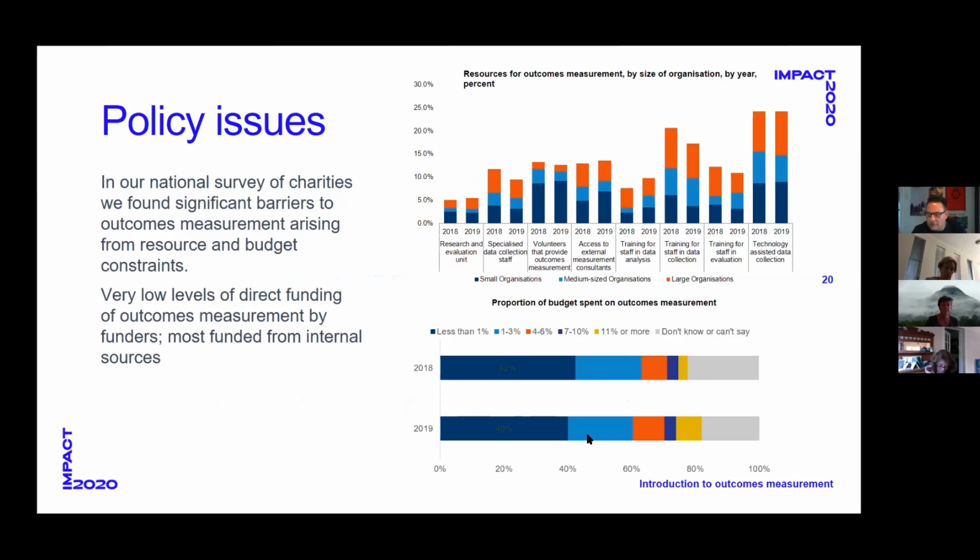The last thing I want to mention before we have another Q&A is a bit of a policy thing for us. We did this work across Australia. Thanks to anyone who did actually complete our wonderful survey. This was a survey about charities and outcomes measurement and evaluation in charities. The key for us in this was that resources and barriers around capacity were really strong. And you can see some numbers there that give you an idea about the resource constraints felt. Proportion of budget spent on outcomes measurement is very low relative to, say, a standard of 10%.